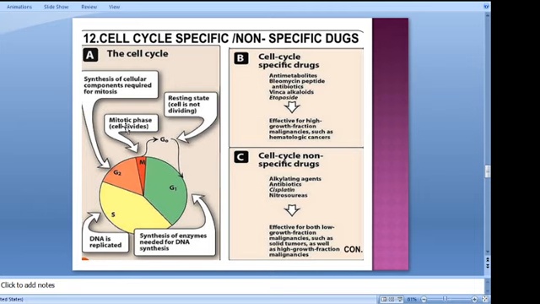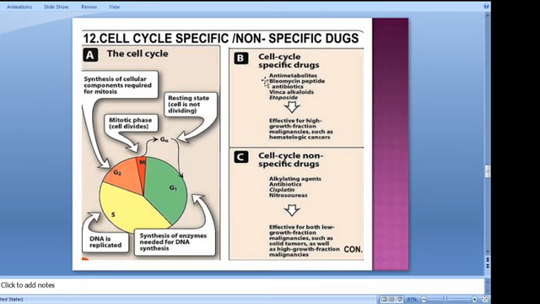The mitotic phase means cell division, and the resting means G0 to G1 and G2. In S phase the DNA is replicated, and G1 is also synthesis of enzymes needed for the synthesis. This is the normal cell cycle for cancer drugs. Then the next one is cell cycle specific drugs.